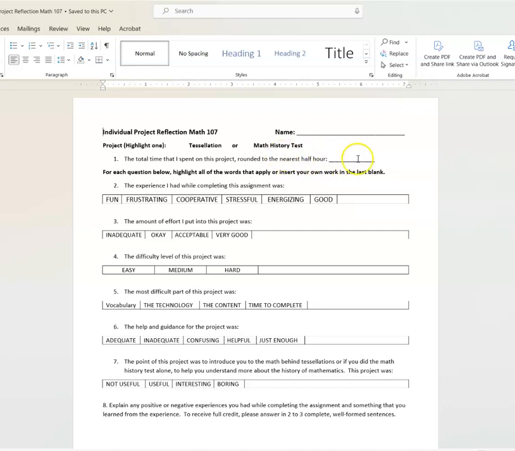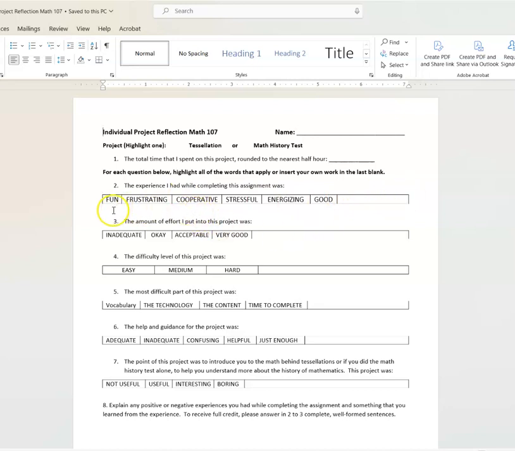It's going to ask you just how long you spent in general. That's because I try to see how long people are spending on these assignments. Is it something I need to pare down, or is it very reasonable as it is? And then highlight one of these two if you did both. And then highlight one of the words in each of these boxes, or if none of those words fit your experience, type a new word over here.